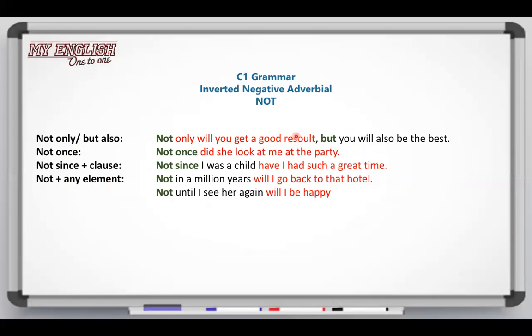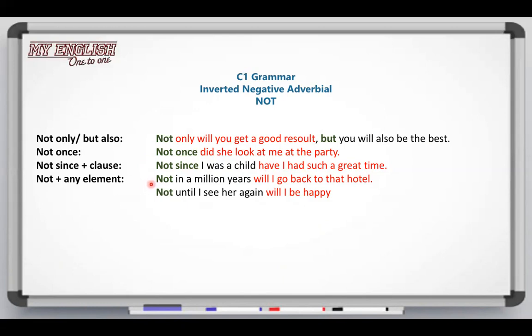All right. So the inversion happens after the word not, not after the word but. It happens here. Next, not once. Not once did she look at me at the party. All right. Not since plus a clause. Not since I was a child have I had such a great time. So here we have not since, and then we have a clause. And after this, we have the inversion.